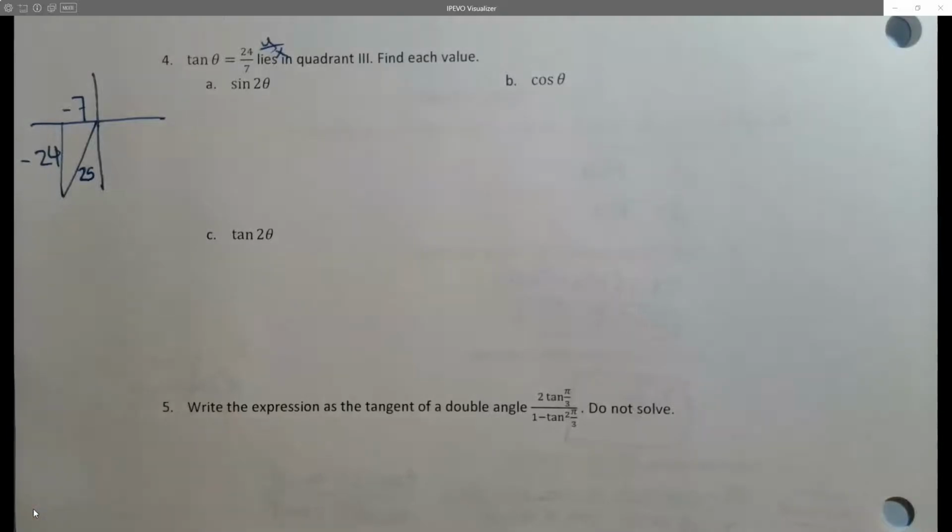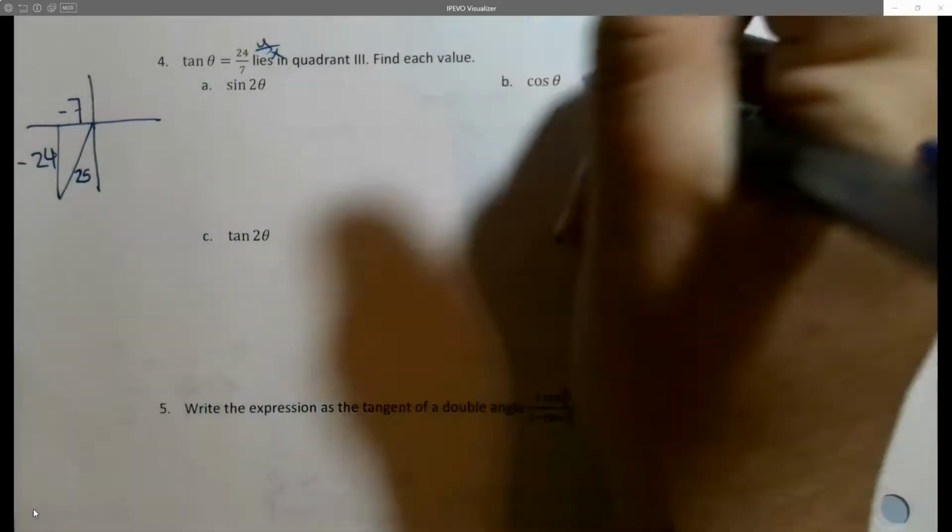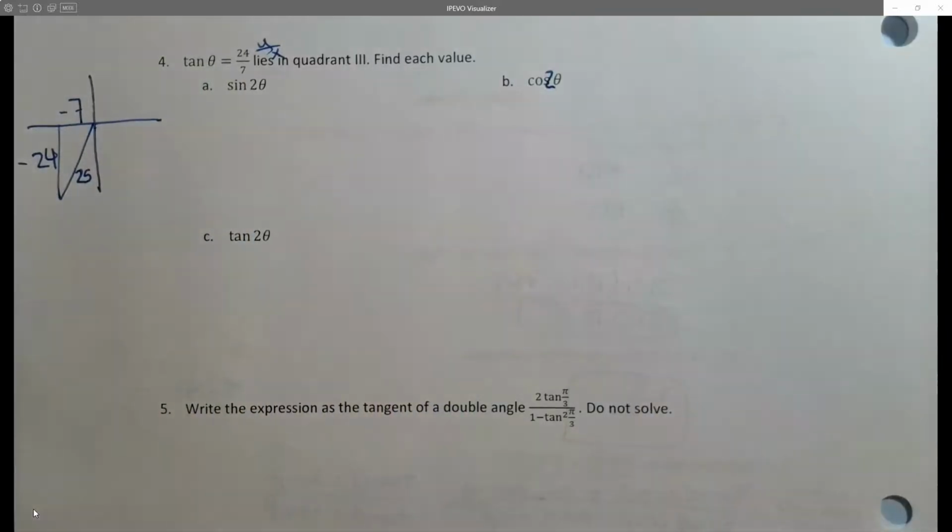Then I can find each value using the double angle formulas. I can tell I'm using double angles because it has 2 thetas for all of these. Oops, this one should be 2 theta. I'll fix that for yours. It has the double angles for all of these. So I am going to plug into them.